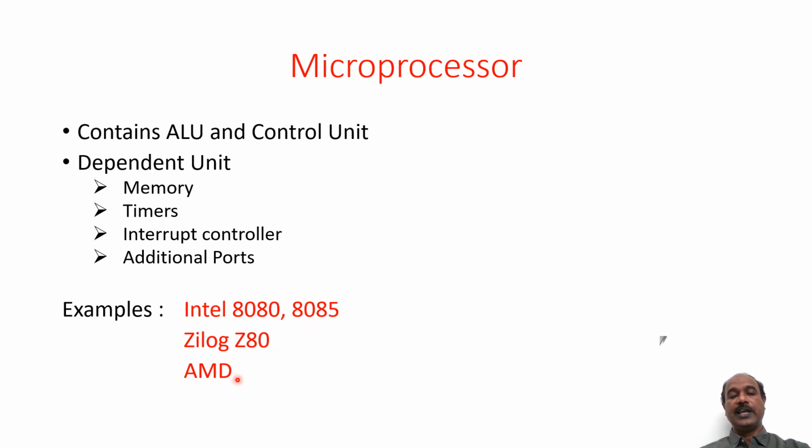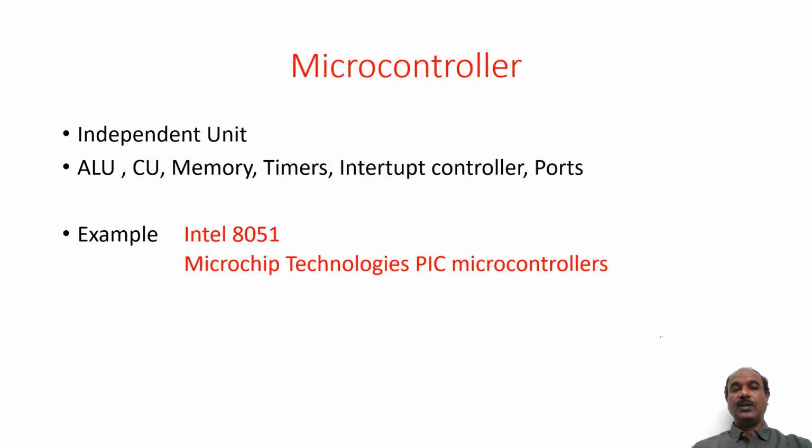Okay, and there is AMD company that also manufactures microprocessors. You can use any one of them for controlling your embedded system. Okay, so the first one is you can use microprocessor. Then we can use what? Instead of microprocessor, we can use a microcontroller to control the embedded system.